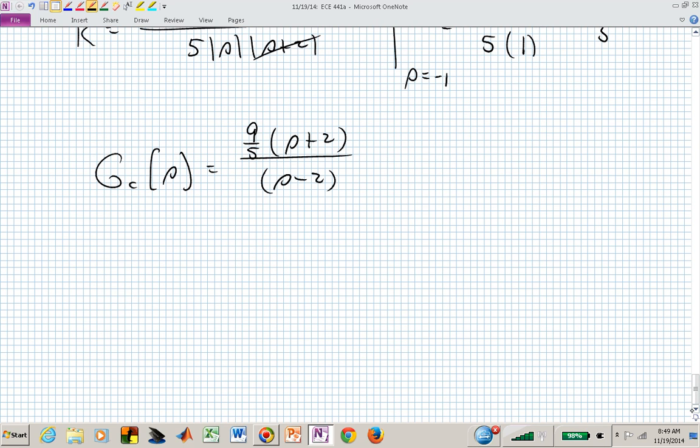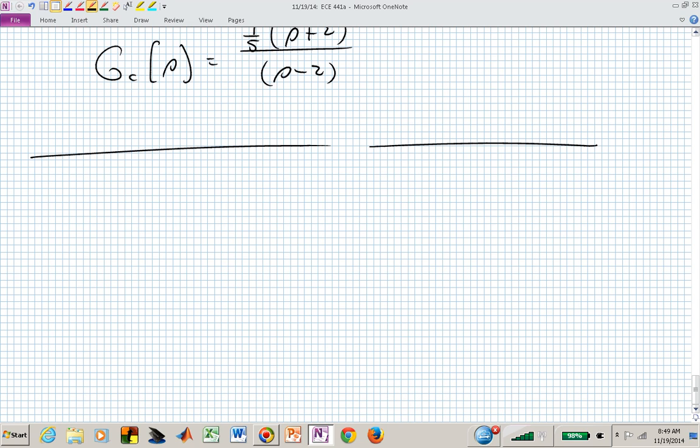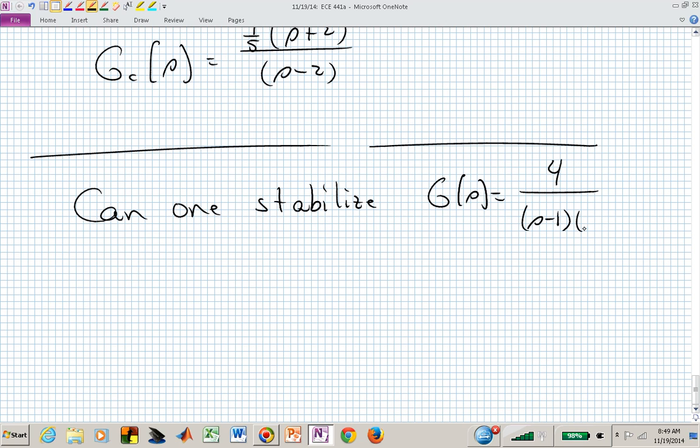All right, we have a little bit of time left. This is sort of like we have an infinite amount of time because our time constant is 10 seconds. Okay? So, let's do another problem. Can you stabilize G of S equaling 4 over S minus 1 S plus 2 with a positive gain?